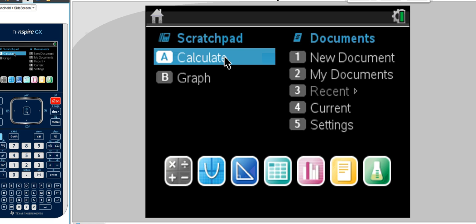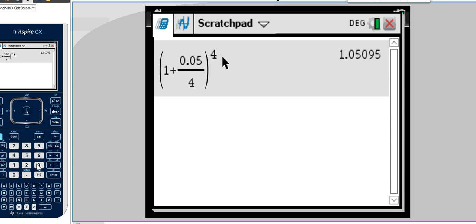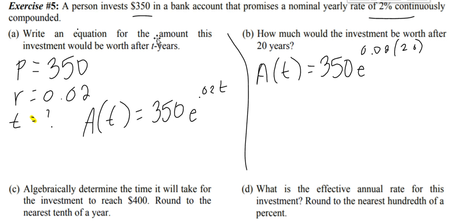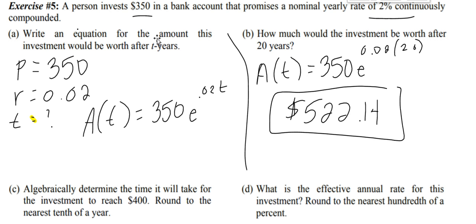Here we go. And so I have 350 times e to the x, so it's just e to the x that automatically goes up like this. And we have 0.02 times 20. And when we get that, we get 522.139, which we can round up to 522.14. So I would have $522.14.